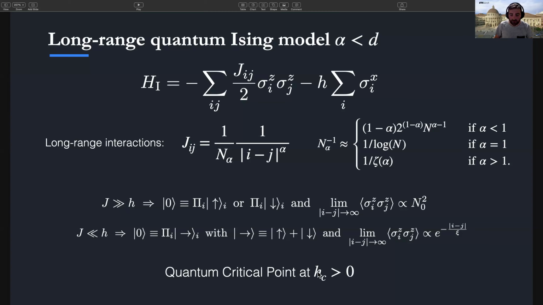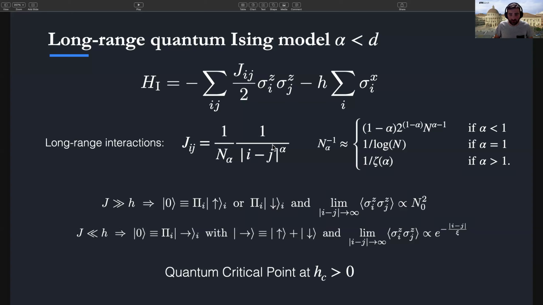These two phases in the thermodynamic limit are separated by a second order phase transition, which occurs at a quantum critical point, which is at a finite value of the external transverse field. So all of this is exactly as it happens in the standard nearest neighbor quantum Ising chain. The only addition that I made is that my ferromagnetic interactions are now power law decaying. You see, they are power law decaying.